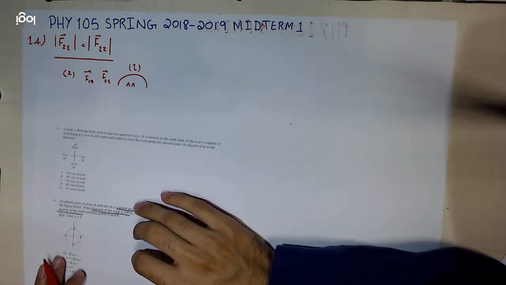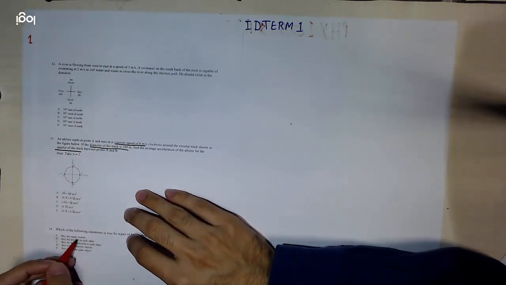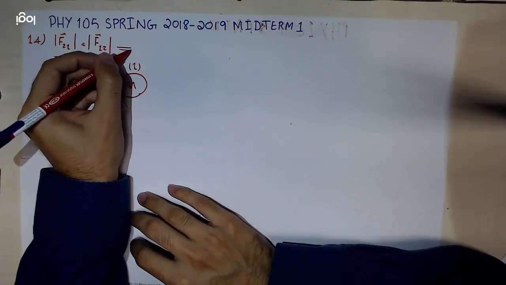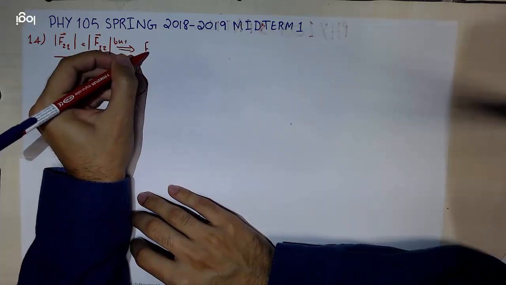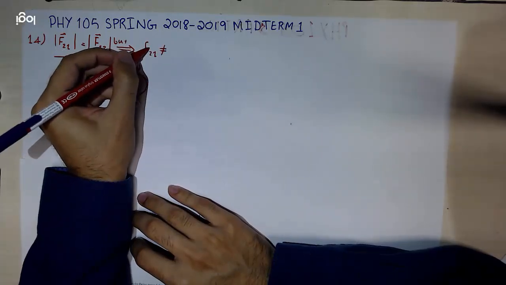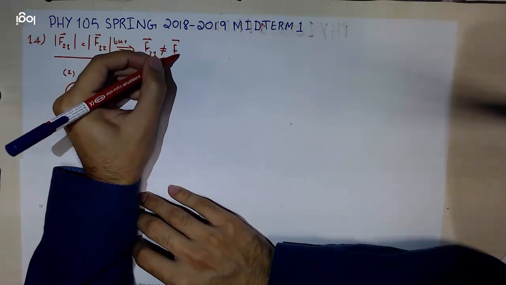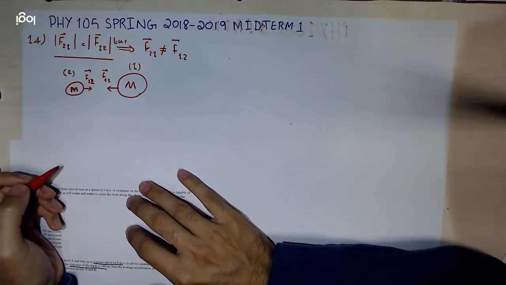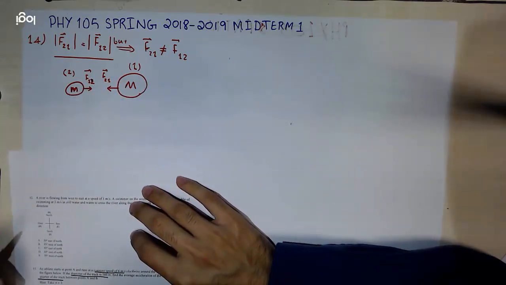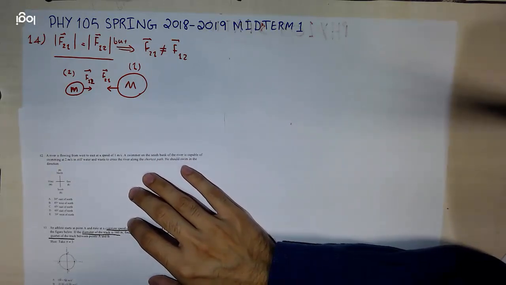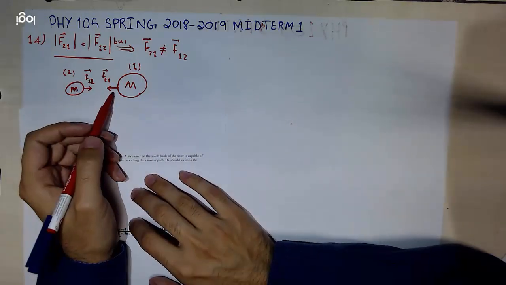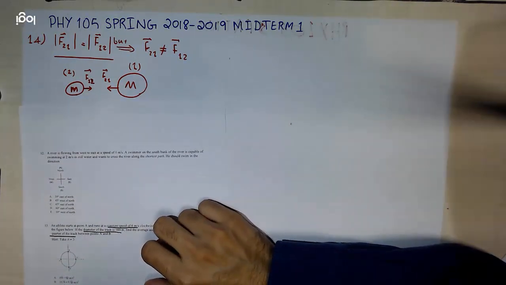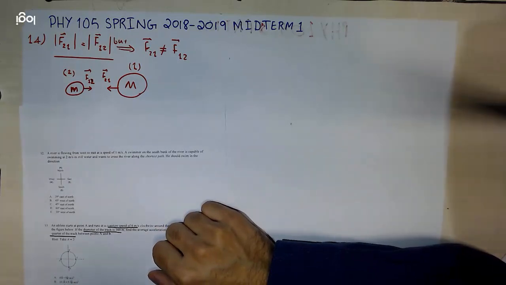Okay, choice A says they are equal vectors. The magnitudes of them are equal, but F21 is not equal to F12, so they are not equal vectors. They are parallel to each other? As you can see, they are not parallel to each other, and that is another false choice. They are perpendicular to each other? As you can see from here, they can't be perpendicular to each other in this situation.